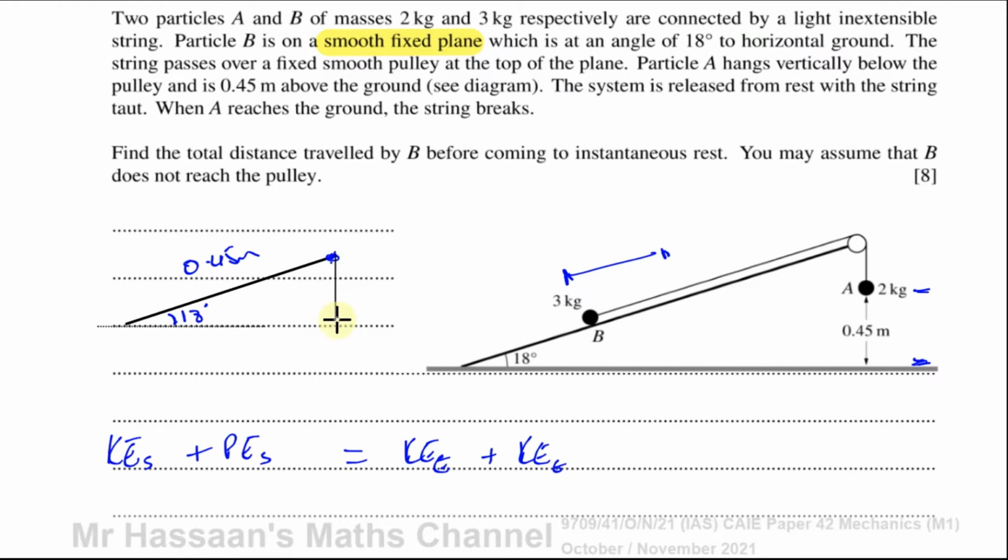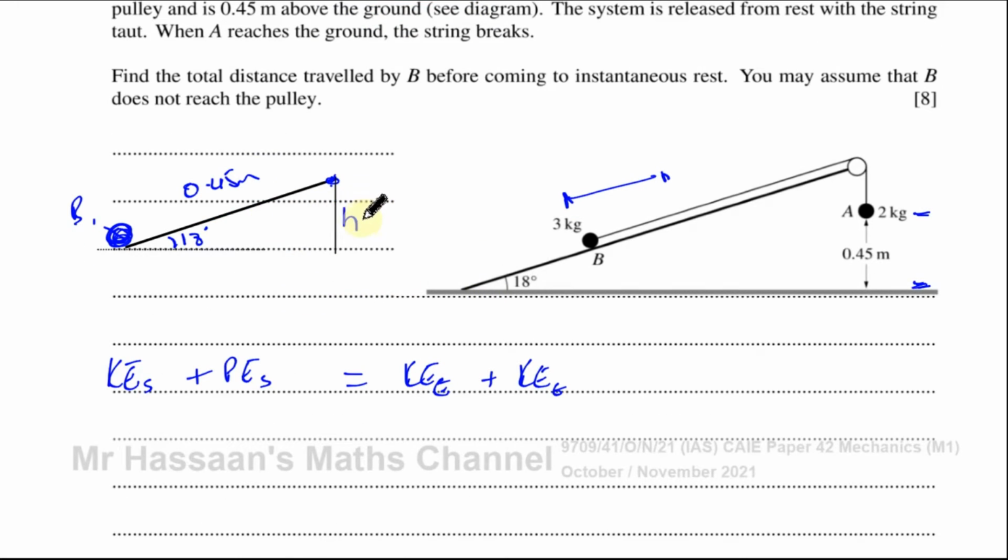So I know that this height here, I'll call that H, is going to help us with the potential energy. This is for particle B. If we consider this distance here, this is going to be 0.45 times the sine of 18. It's opposite over hypotenuse. So this height: sine of 18 is h over 0.45, so h is equal to 0.45 times sine 18.